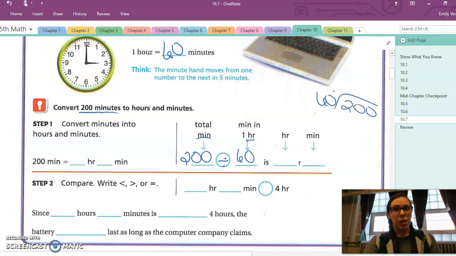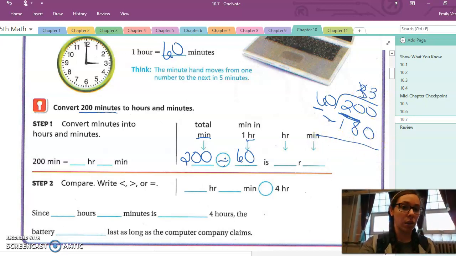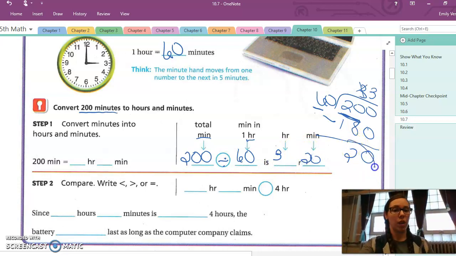And this goes back to when we were working with powers of 10. When I am multiplying and dividing with zeros on here, I can just look at this base number. What's the closest 6 can get to 20? 3, which is 18. But in this case, the 3 will be over here because we're looking at 200, and this will be 180. And then we subtract with 20 left over. So it'll be 3 hours, 20 minutes. Remember that leftover goes there.